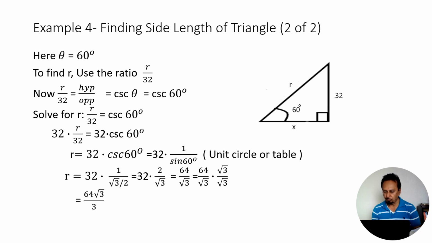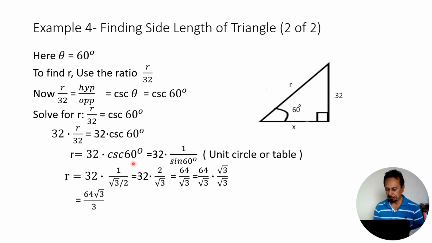Okay, so now we have to find r. So now we take the ratio of r and 32. So r over 32, r is hypotenuse, 32 is opposite, and hypotenuse over opposite is cosecant theta. The theta is 60, so it becomes cosecant 60. So now we have r over 32 is cosecant 60, and so we multiply both sides by 32. So we get 32 times r over 32 equals 32 times cosecant 60. The 32 cancels, which gives r equal to 32 times cosecant 60.